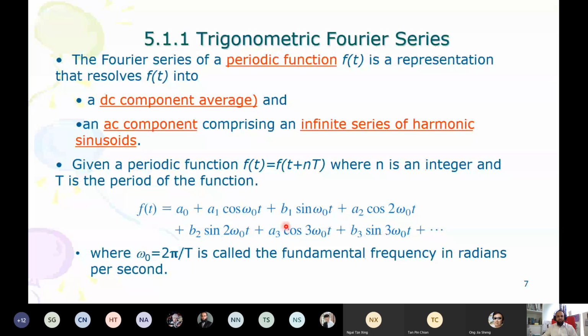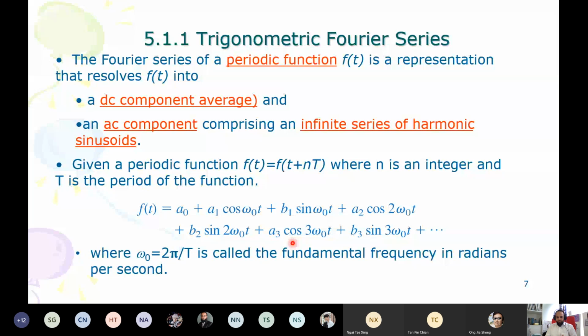You can see that the argument in each term goes omega naught, 2 omega naught, 3 omega naught, and so on. Similarly, in the b1 sine term, omega naught, 2 omega naught, 3 omega naught, and so on. So harmonics are basically the multiples of the fundamental frequency. An infinite series of harmonic sinusoids means that this is the fundamental frequency component, and then the harmonics of the fundamental. Harmonic means multiples of the fundamental frequency, like 2 omega naught, then 3 omega naught, and so on.